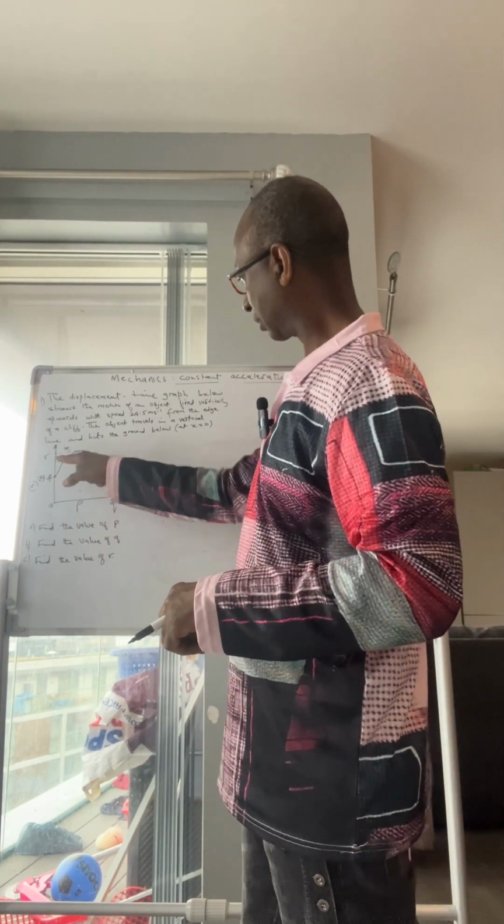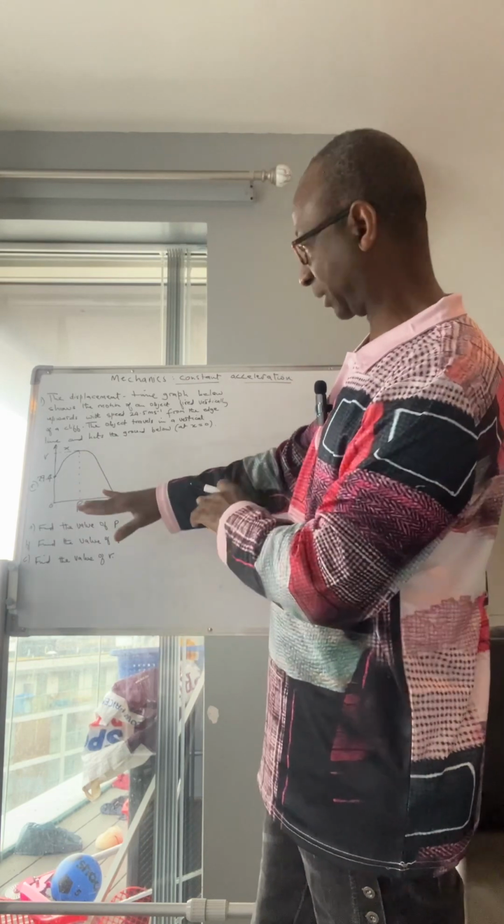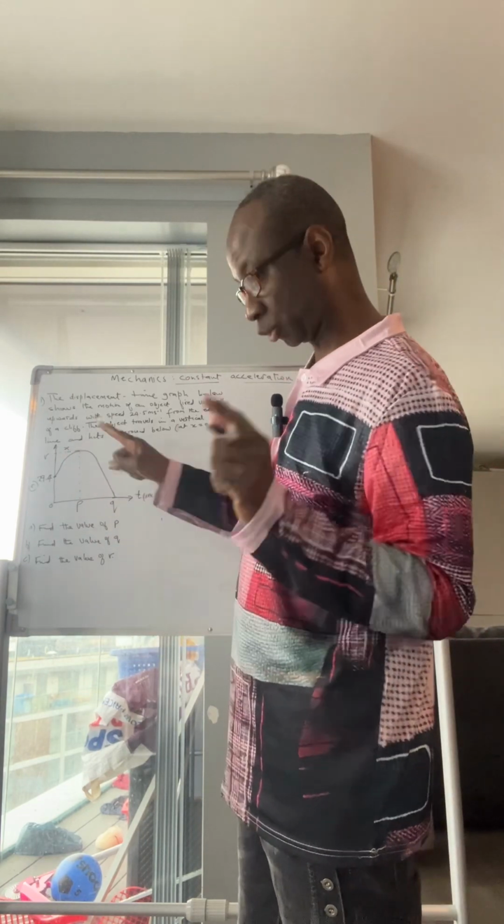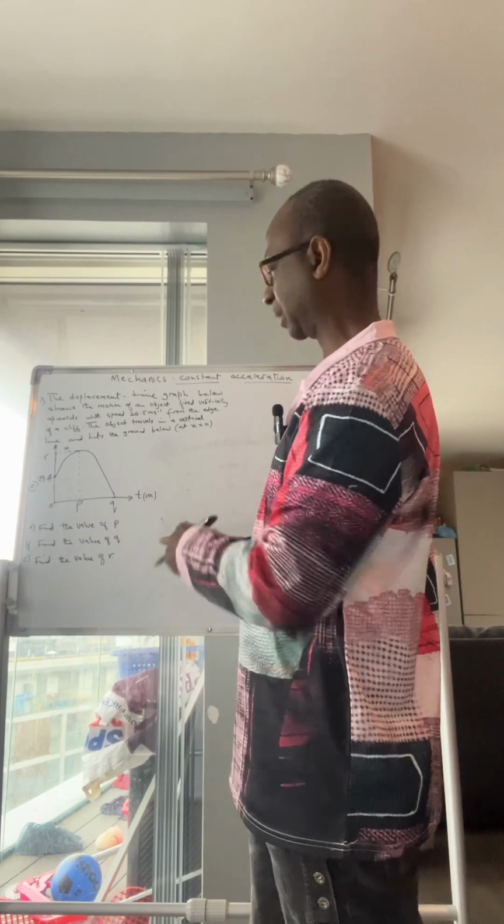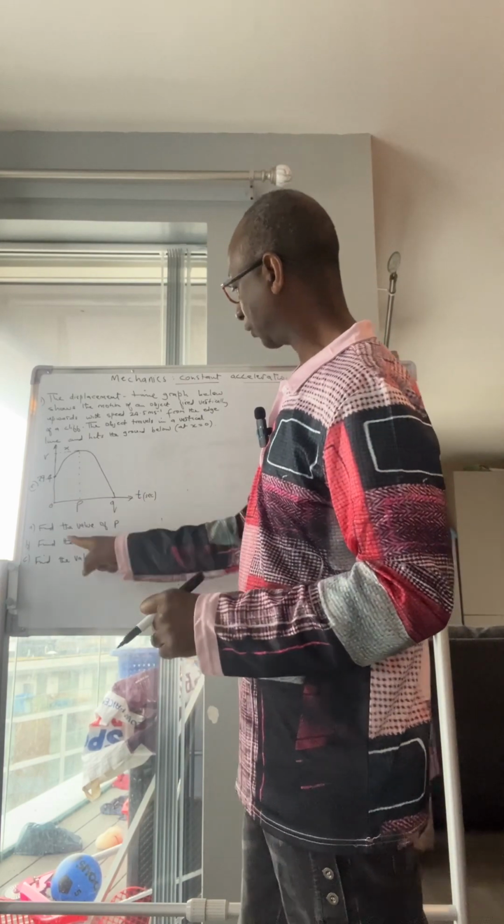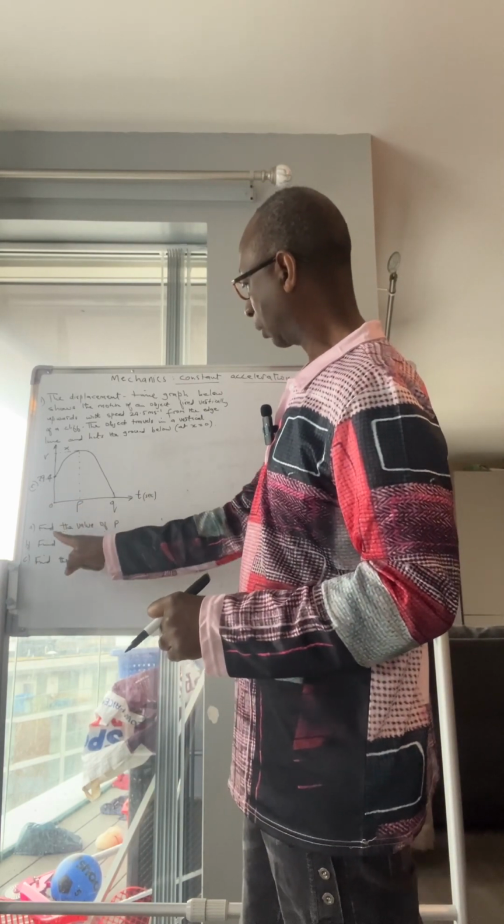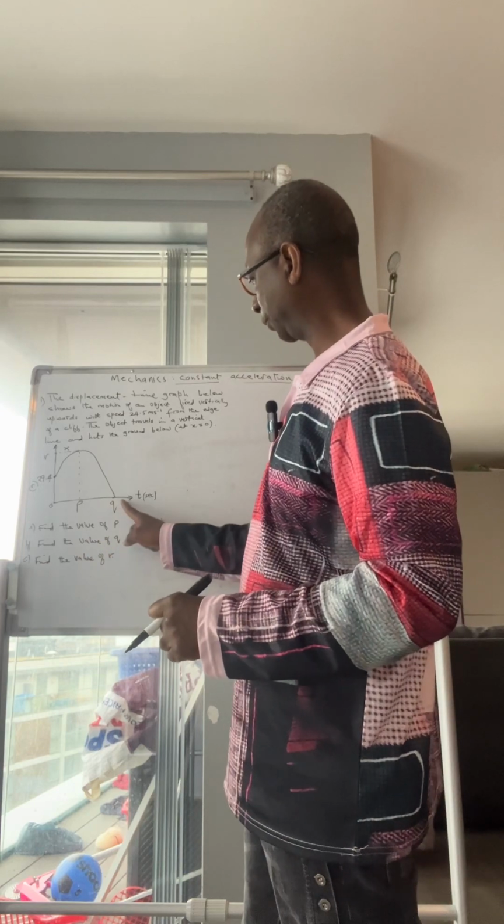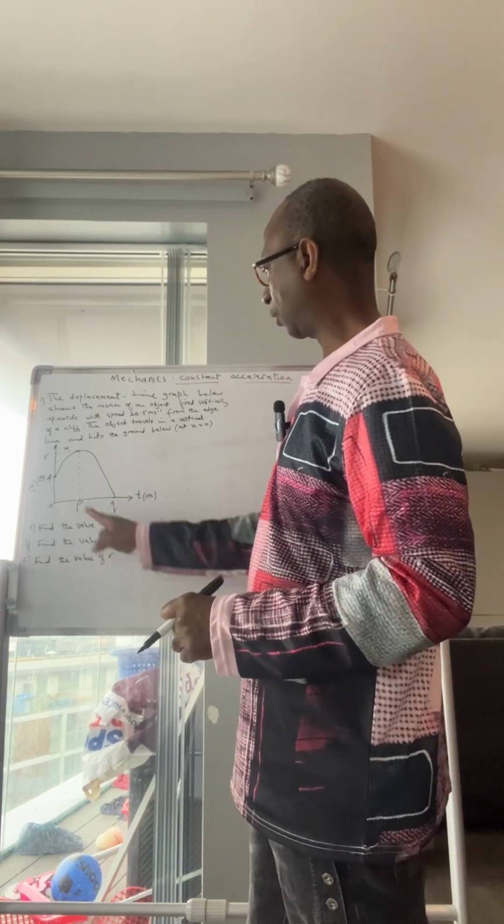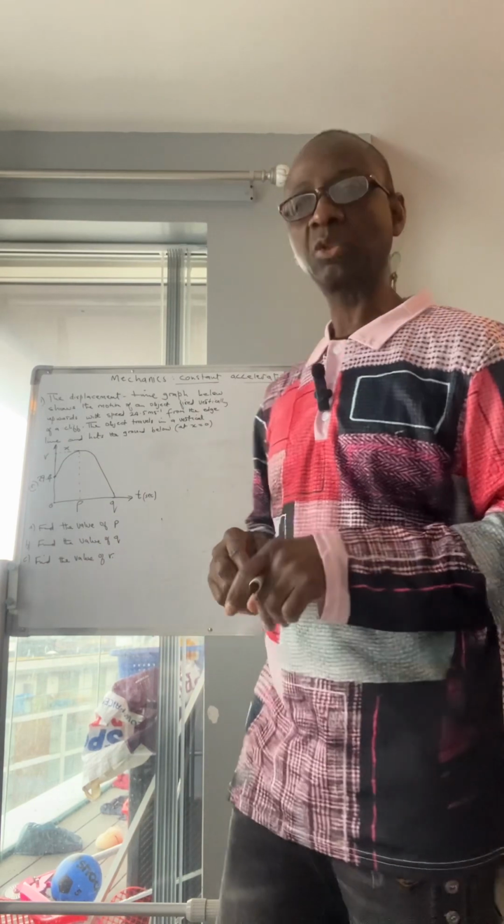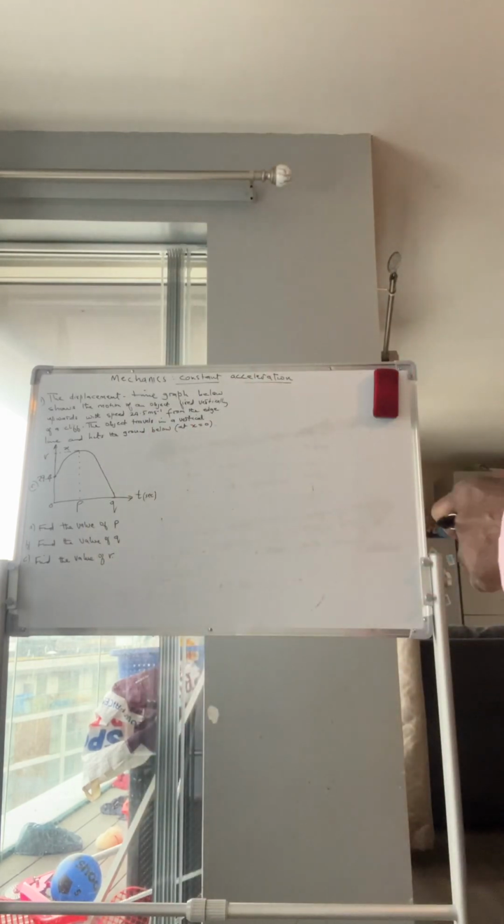This distance is x, but it's represented by time. This is the x-axis. And now we are asked to find the value of p, the value of q, and the value of r. So how do we go about this problem?